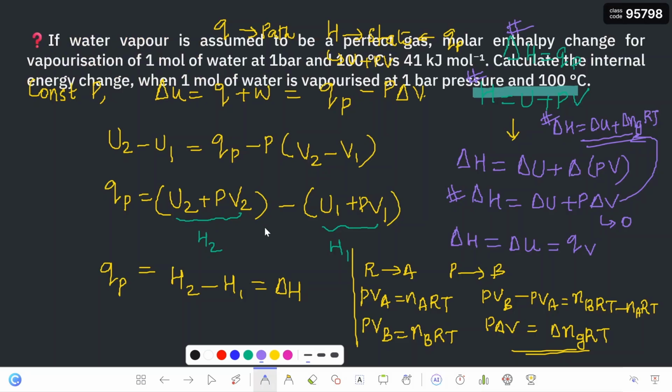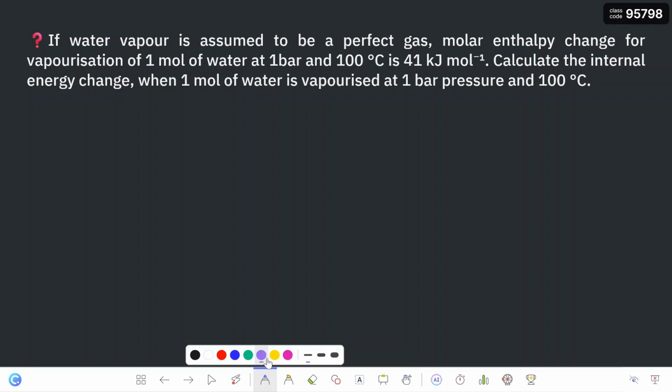Okay. So one more problem we will solve. Here again, first we will write down whatever they have given. If water vapor is assumed to be a perfect gas, the molar enthalpy change of vaporization, delta H vaporization, is given as 41 kilojoule per mole.